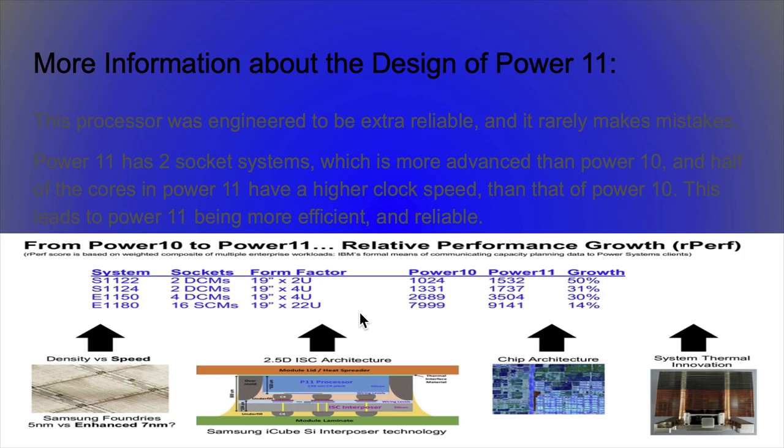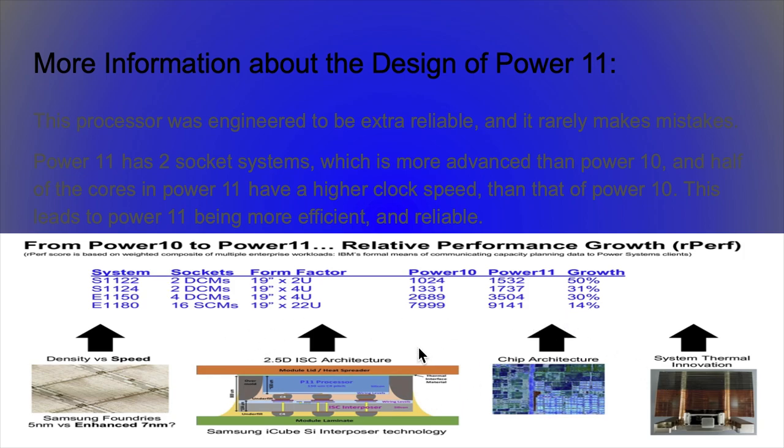So here on the bottom part of the screen, you can see there's an image. It says from Power 10 to Power 11, so they're comparing the two. What's better about Power 11 than Power 10? They're talking about relative performance growth. So here are different systems. The sockets, as discussed, Power 11 has 2 sockets, has a higher form factor. There's a comparison here, Power 11 and Power 10, I meant. And then there's a growth, as you can see. How much increase there was, 50%, 31%, different percentages there.